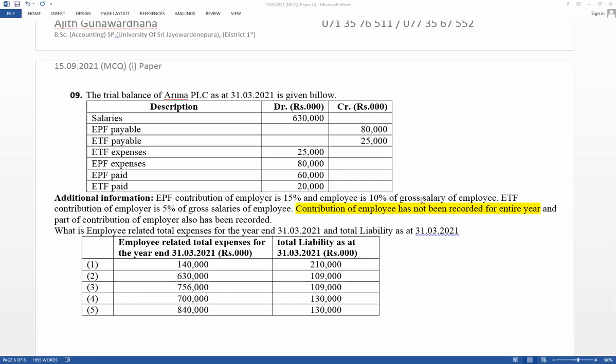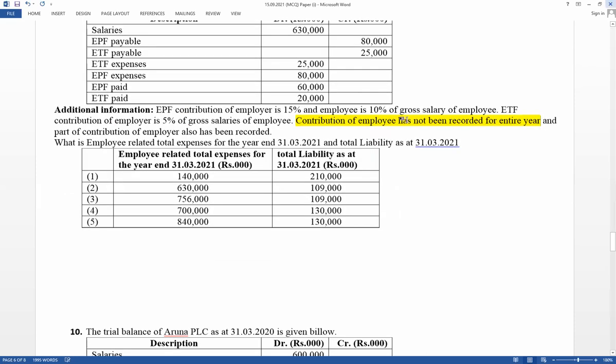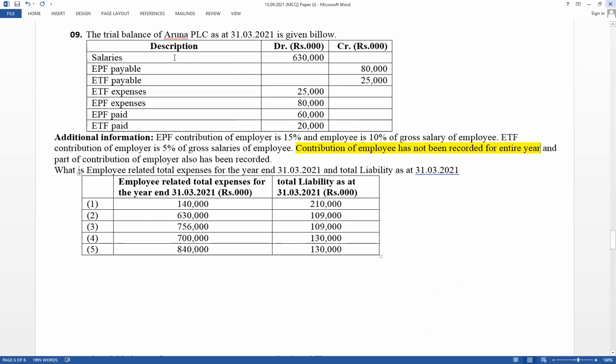Prepare the ledger accounts. And first one, try to calculate net salary. Given net salary, gross salary should be calculated. Therefore, it has given contribution of employee 10%, deducted from gross salary. Gross salary equals 630,000 divided by 90 into 100. This is the way you have to calculate gross salary.